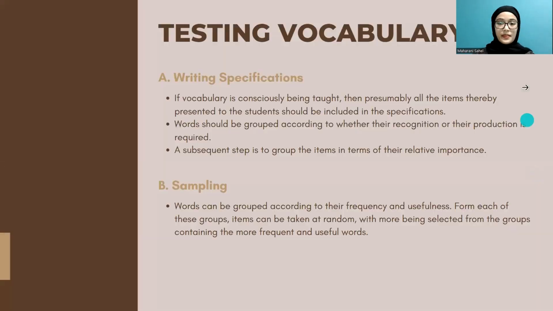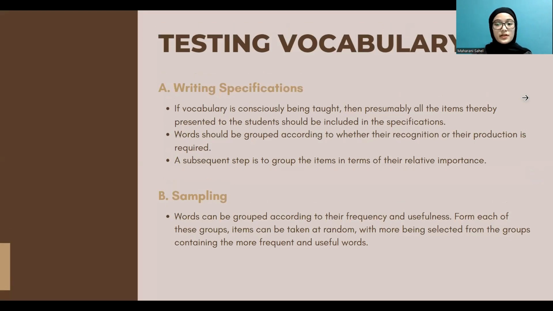Testing vocabulary. A. Writing specification. If vocabulary is consciously being taught, then presumably all the items presented to the student should be included in the specification. Words should be grouped according to whether their recognition or their production is required. A subsequent step is to group the items in terms of their relative importance.